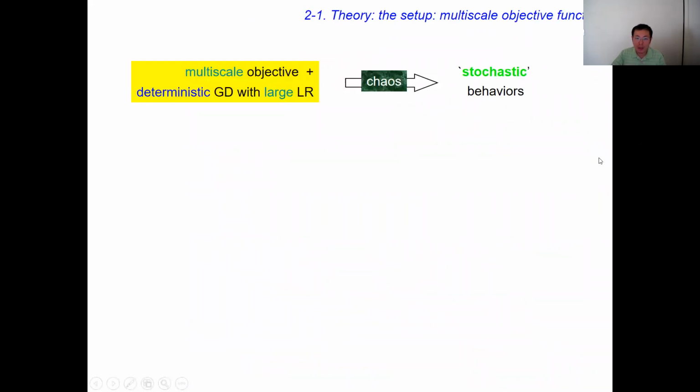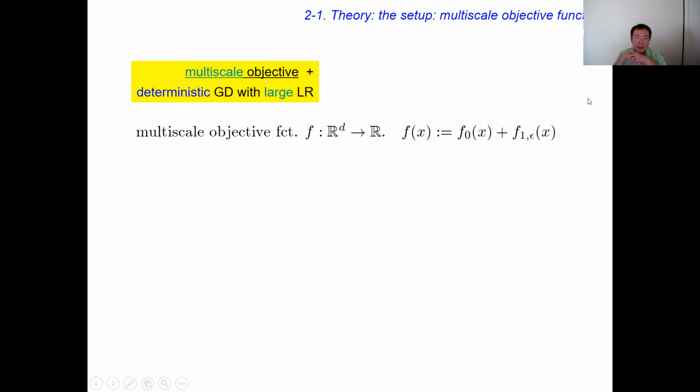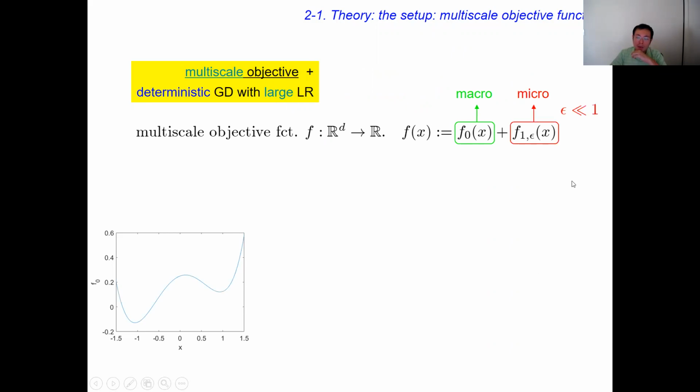So what is exactly going on? We do have a quantitative theory. The theory says that if your objective function is multi-scale and you use a large learning rate, then even if you use deterministic gradient descent, you can get stochastic behaviors because you will basically get chaotic dynamics. Let me be more precise. First of all, what I mean by multi-scale objective is that the objective function is a superposition of a macroscopic behavior, for example, something like this, plus microscopic behavior, which is characterized by a small parameter epsilon.